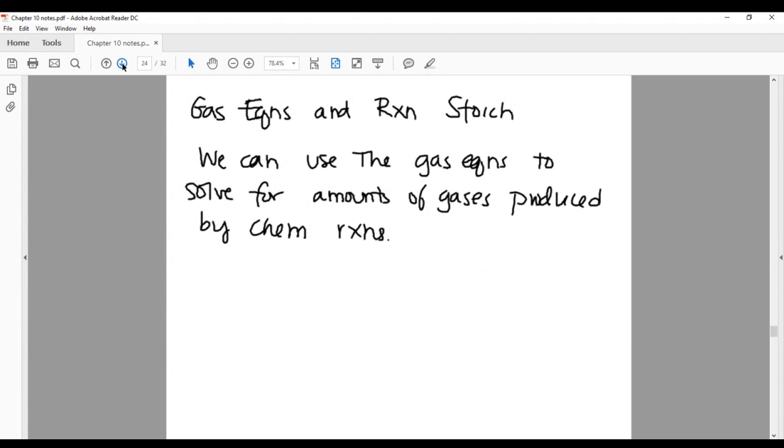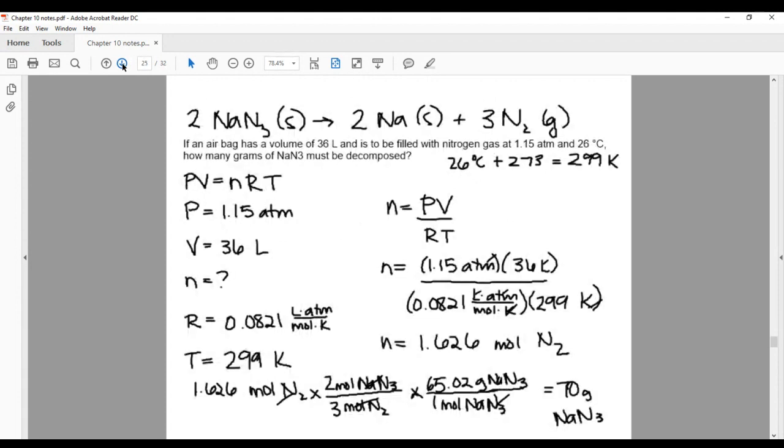Now we can also use these gas equations to help us complete reaction stoichiometry. So remember a few weeks ago we did stoichiometry where we started with 5 grams of this. How many grams of that would we end up with? Well, we can do the same thing using our gas equations to help us out. So I'm given this equation. 2NaN3 solid decomposes into 2Na solid plus 3N2 gas. This should look familiar to you because this is the equation that takes place in an airbag.